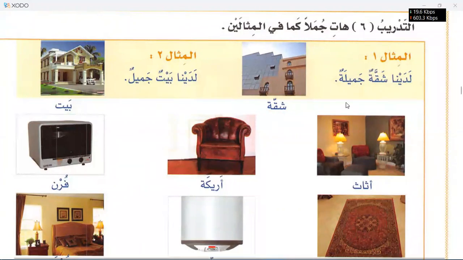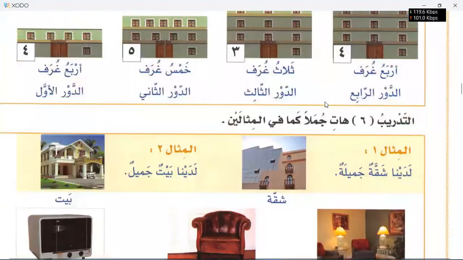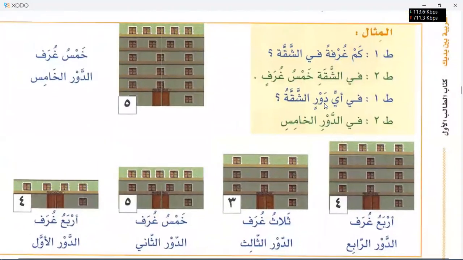The first example: we have a beautiful apartment. Miss Vidad, any question? Yes, I didn't want to interrupt that. If you go a little bit farther up where the previous conversation. Okay, right there, right there.